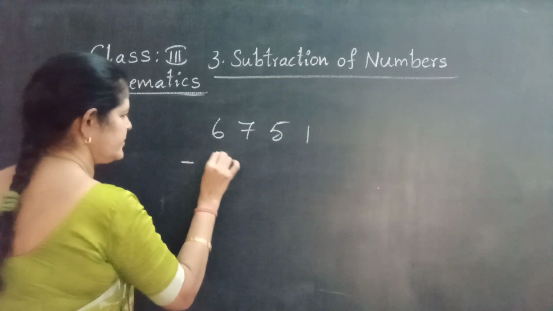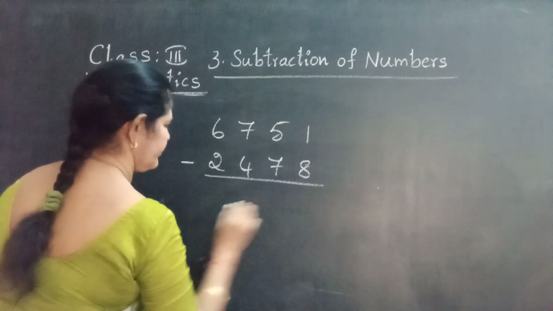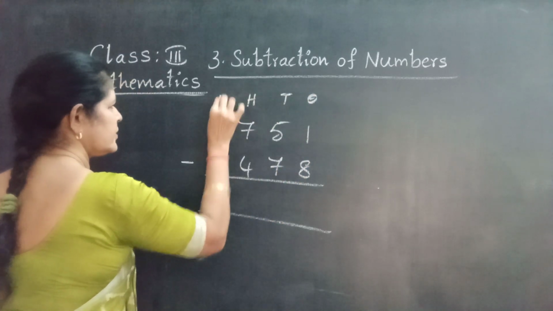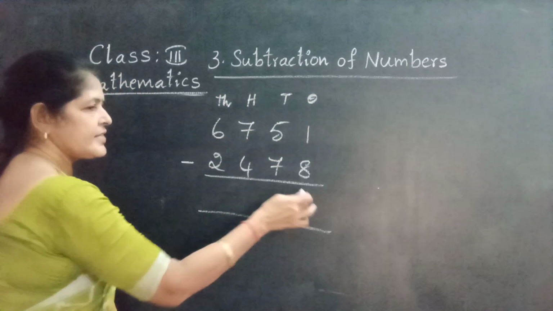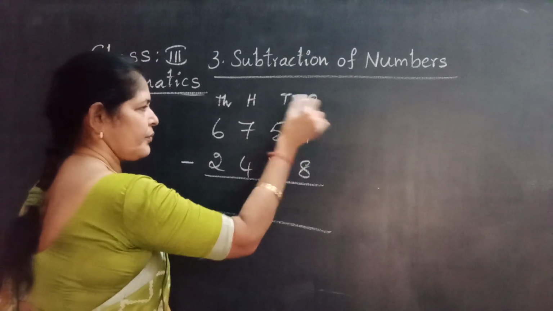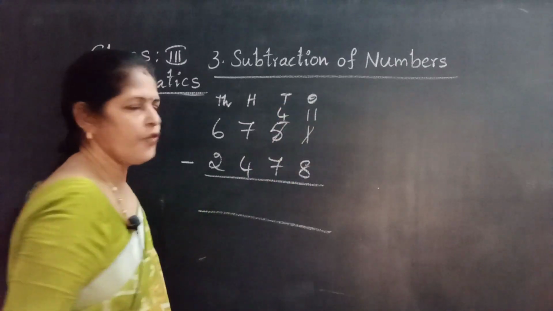6,751 minus 2,478. Ones, tens, hundreds, thousands. 1 is less than 8. Using concept, one number moving from tens to ones. 1 becomes 11, 5 becomes 4.